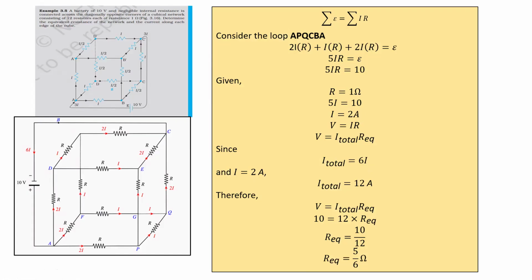Now, what is the equivalent resistance? We will use Ohm's law: V equal to I total into R equivalent. I would like to find out R equivalent. Now I'll substitute. Voltage is given as 10 volt. I total is 6I. Please note the point: I total is not 2I, 2 ampere. I total is, in my diagram, I marked 6I. So 6 into I is 12, into R equivalent, which we don't know. If you simplify, I'm getting R equivalent equal to 10 by 12, that is 5 by 6 ohm. So the equivalent resistance is 5 by 6 ohm. I hope it is clear.